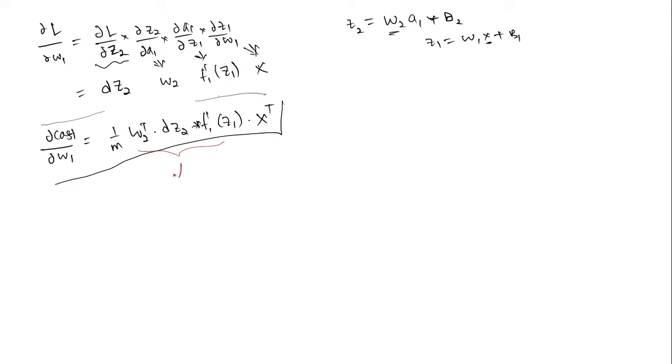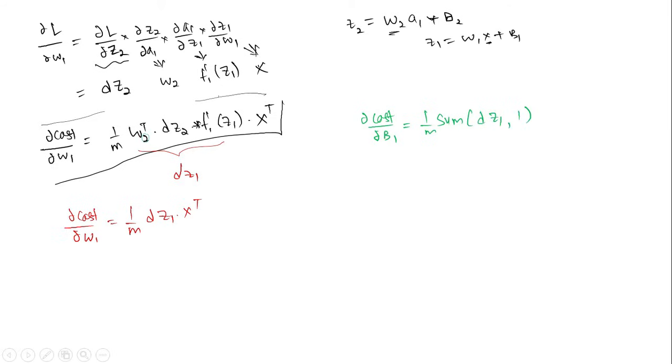So this will be our equation for del cost by del w1, and we can write this term as dz1, and we can write this del cost by del w1 as 1 upon m dz1 multiplied by x transpose. And for del cost by del b1, it will be 1 upon m summation of dz1 comma 1, just as previously.